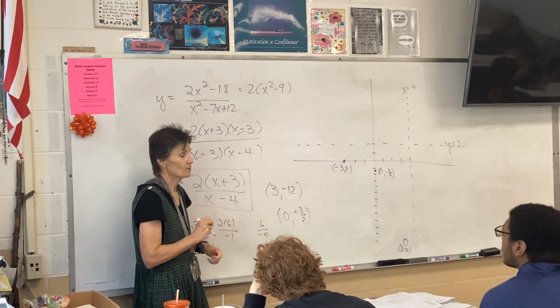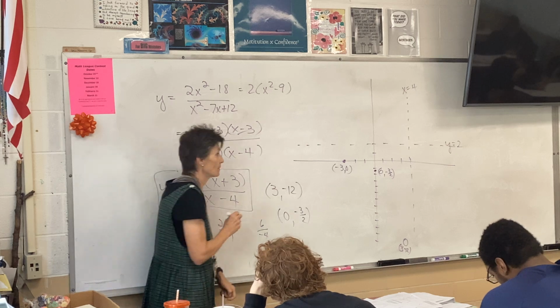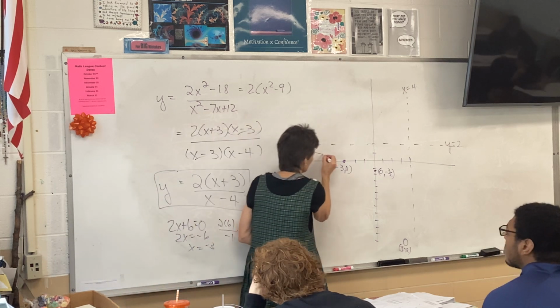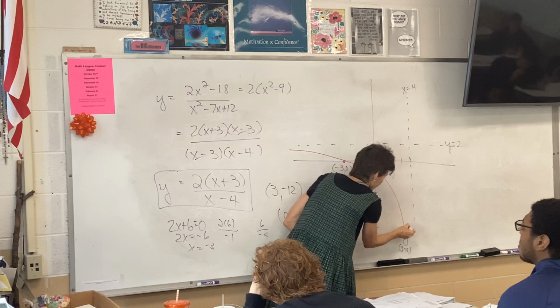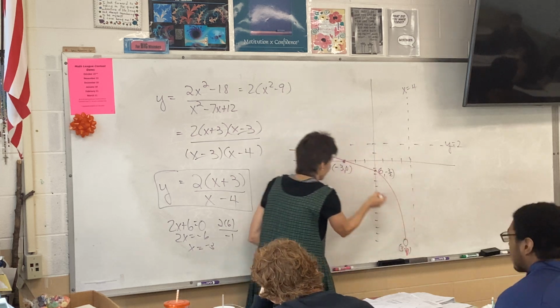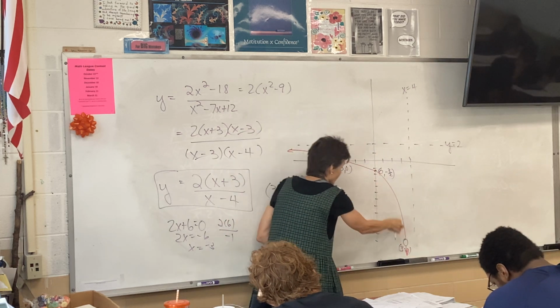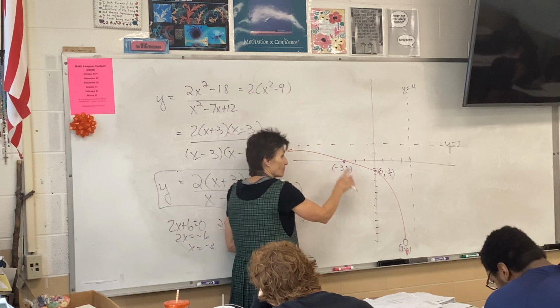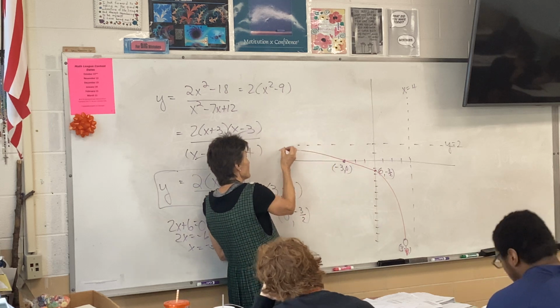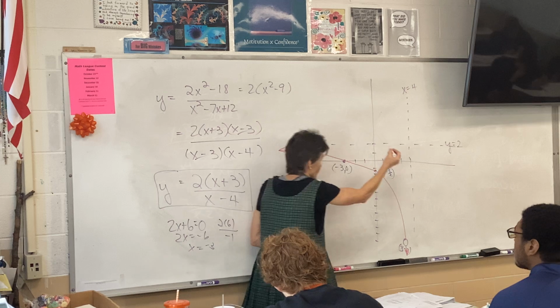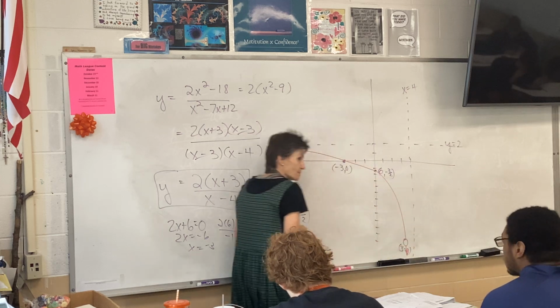So, can you see what it looks like? Yep. Hopefully, you can see this part, right? Don't forget it goes through the hole also. So all of those are connected. As you go this way, you get closer to that asymptote. As you go this way, you get closer to that asymptote.